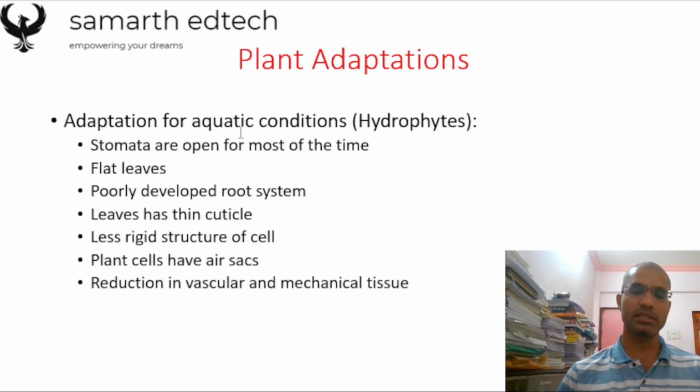Then adaptation for plants when aquatic condition is the dominant factor, then how the plants are adapted. Such plants are called your hydrophytes. So the stomata is open for most of the time. Flat leaves are going to be there. Poorly developed root system. Leaves have thin cuticle. Then less rigid structure of the cell. Plant cells have air sacs and reduction in the vascular and mechanical tissue. So this happens especially in the mangrove condition also. So mangroves we have already studied. So in the mangrove plantation, such kind of adaptive conditions you can see.